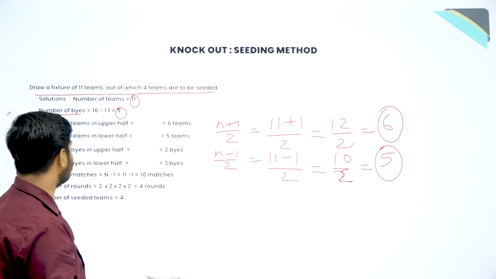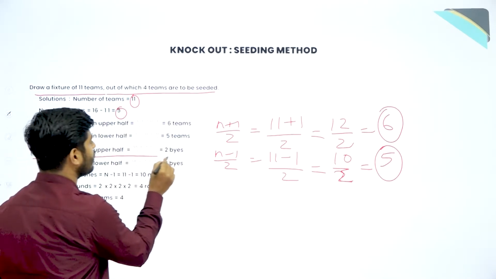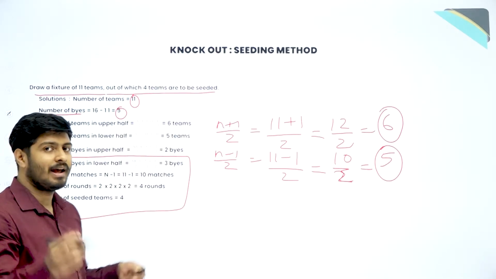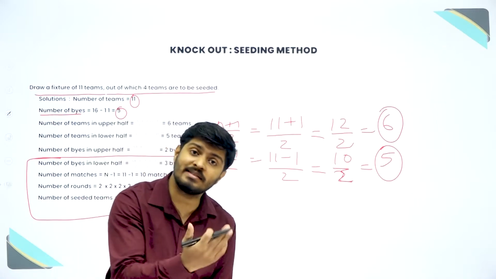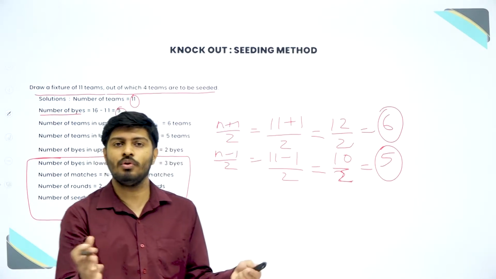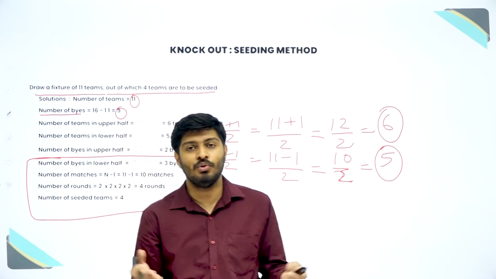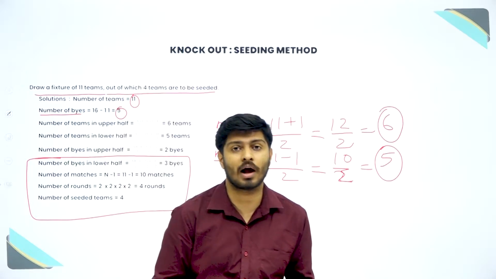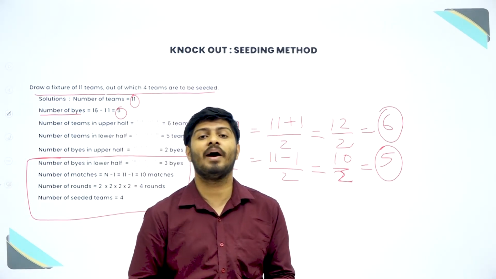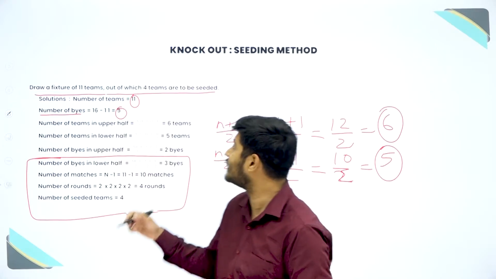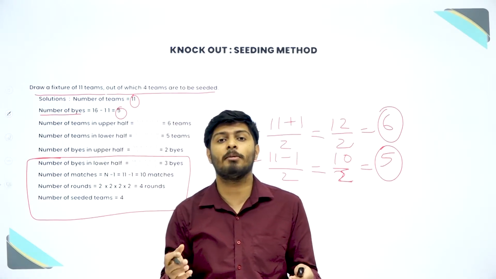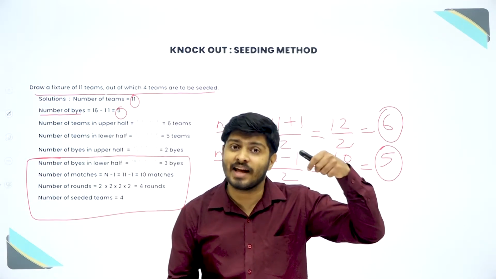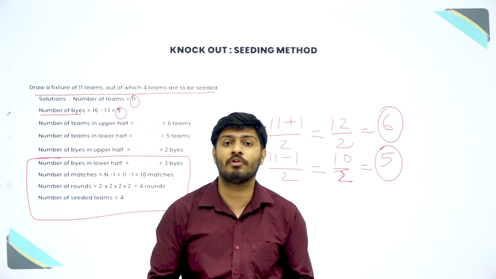Now moving on to the next thing, which will be a totally new concept for you, so I am highlighting it separately. It is dividing the total number of byes in the upper half and lower half. You know how to calculate the byes, and how to divide the total number of teams in the upper half and lower half. But you don't know yet how to divide the byes. The total number of byes in this problem is 5, right? So how do we divide that between the upper half and lower half of the fixture?